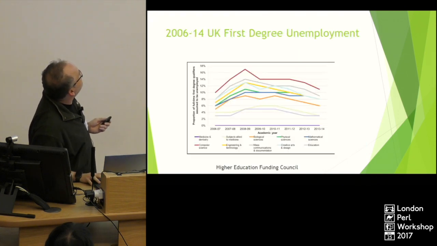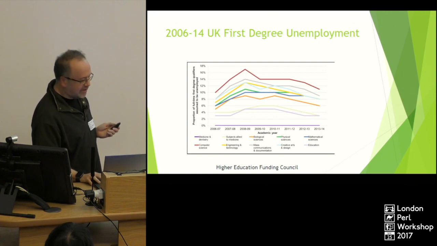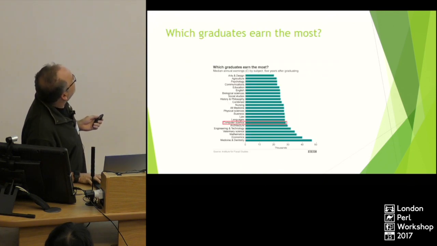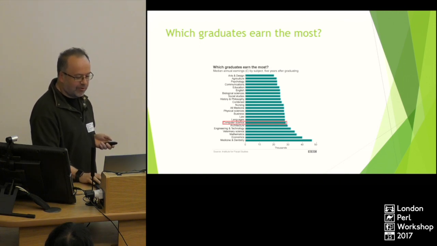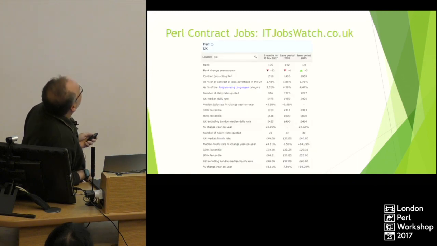Of those, computer science graduates have the highest unemployment ratio of any of the disciplines, but computer science graduates get paid far more, so you're trading a higher likelihood of not getting a job for a potentially larger amount of money. Now, you can't read any of that.